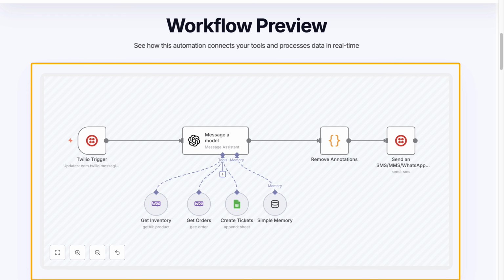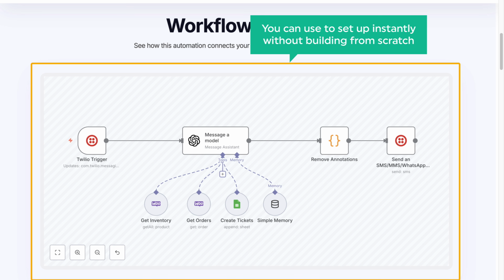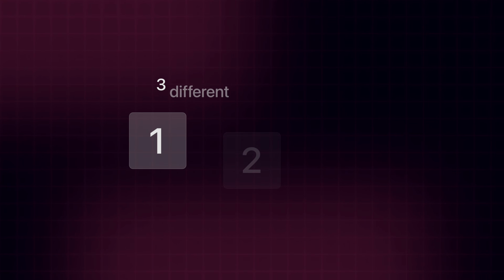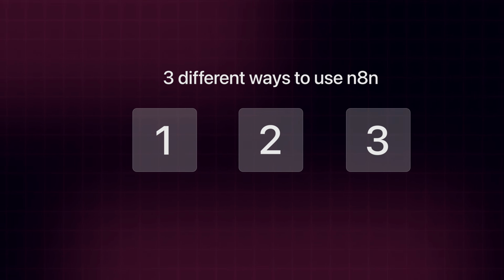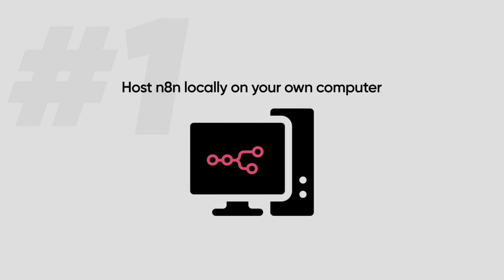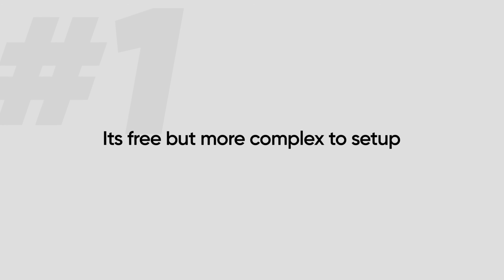Now here you can see that we have a ready-made workflow template that you can use to set up instantly without building from scratch. In order to use this template, first we need to have N8N hosting. Now there are 3 different ways you can use N8N. The first option is to host N8N locally on your own computer. This option is free, but it is more complex to set up.